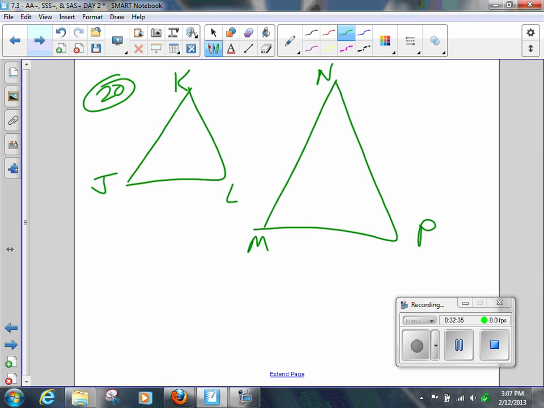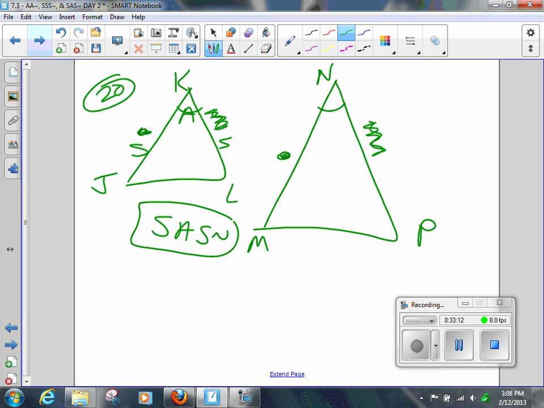And number 20 said, this will help you. 20 said K is congruent to N. And then it has JK over MN. They definitely correspond. JK over MN is equal to KL over NP. Folks, I don't care that I don't have numbers. What is marked here? Side, angle, side. So they are similar by side, angle, side similarity. That's what you had to do.